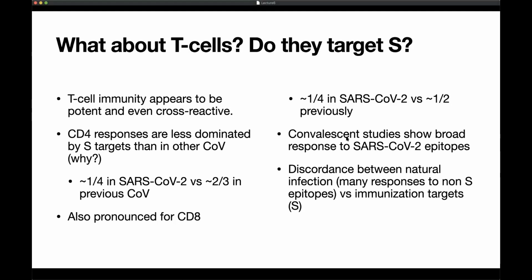And if you look at convalescent studies, so people who have recovered from SARS-CoV-2, their immune system seems to have homed in on multiple parts of the viral genome. That implies that if you want immunization to mimic what a natural infection does, meaning make it look as close to a natural infection as possible and lead to as strong a response as possible, then you should probably give the immune system more targets than just spike.